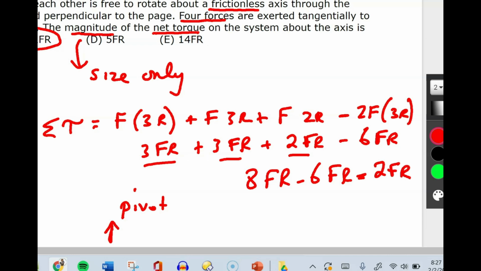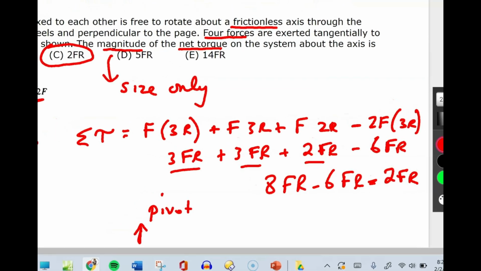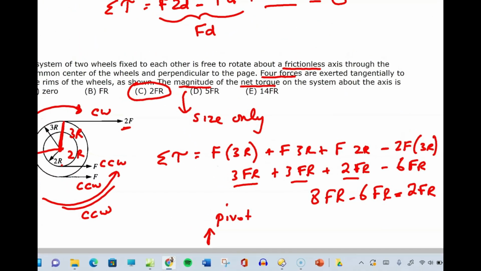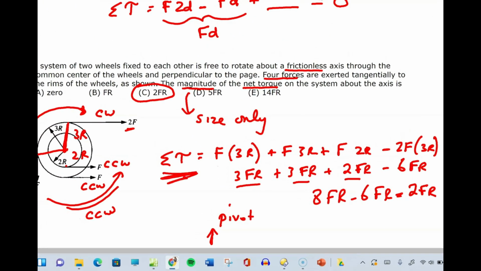So let's see what the question is right there. What is the magnitude of the net torque of the system? Oh, I think I read this wrong. What is the net torque on this system? So that's how you do it. So it is actually 2FR.